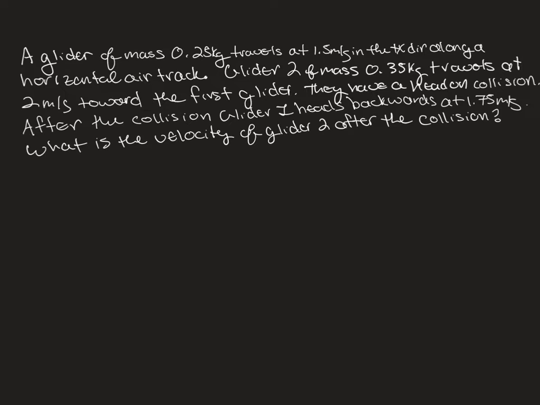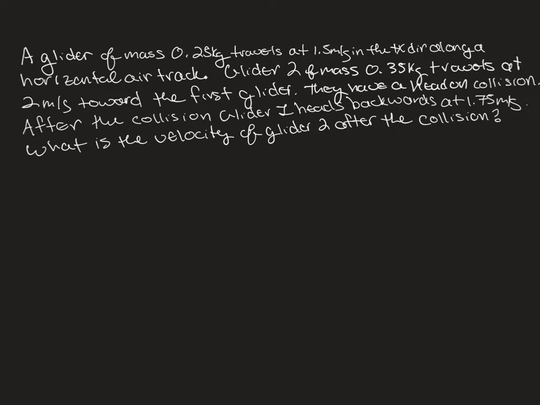In this video, we are going to do the problem. A glider of mass 0.25 kilograms travels at 1.5 meters per second in the positive x direction along a horizontal air track. Glider 2 of mass 0.35 kilograms travels at 2 meters per second towards the first glider. They have a head-on collision.